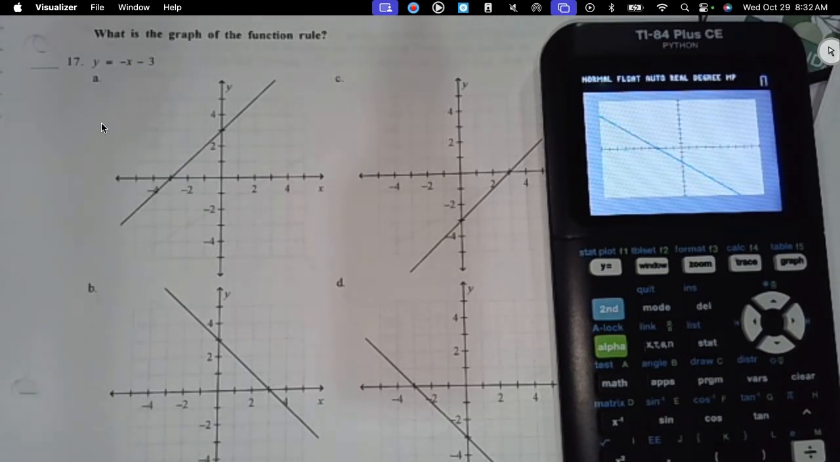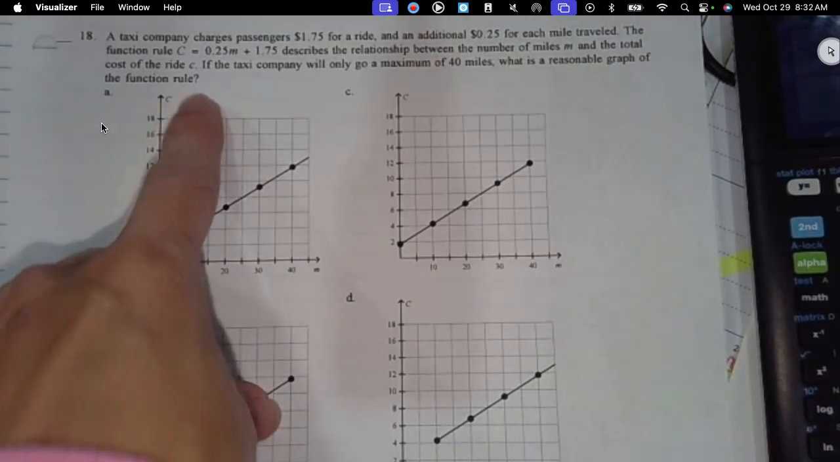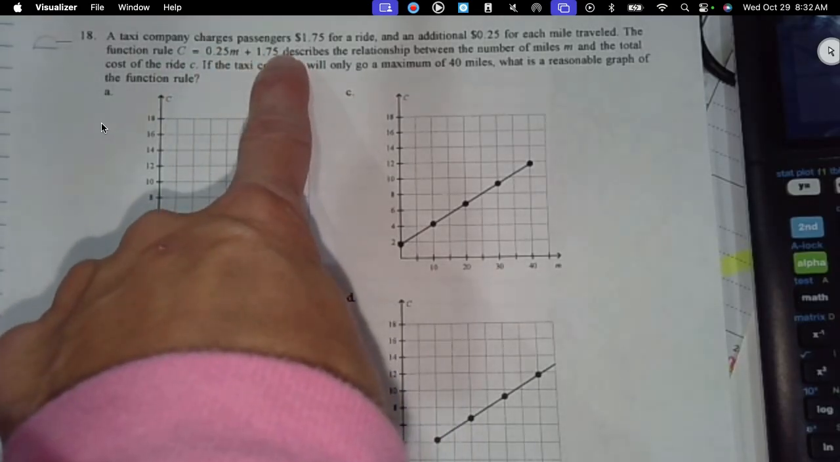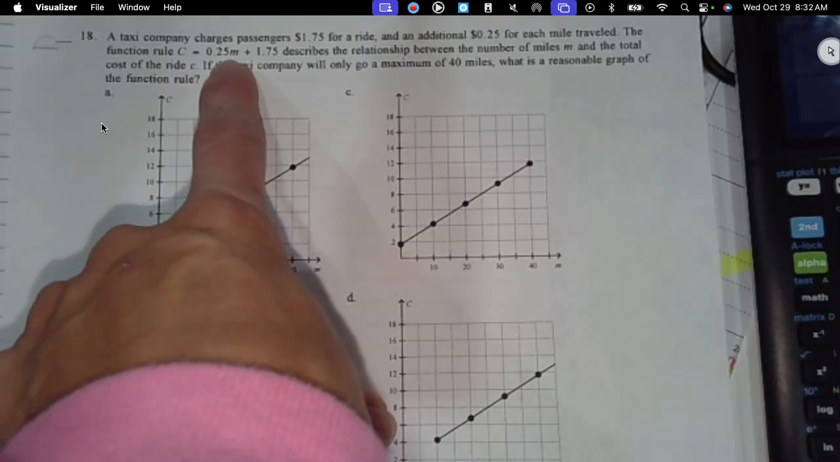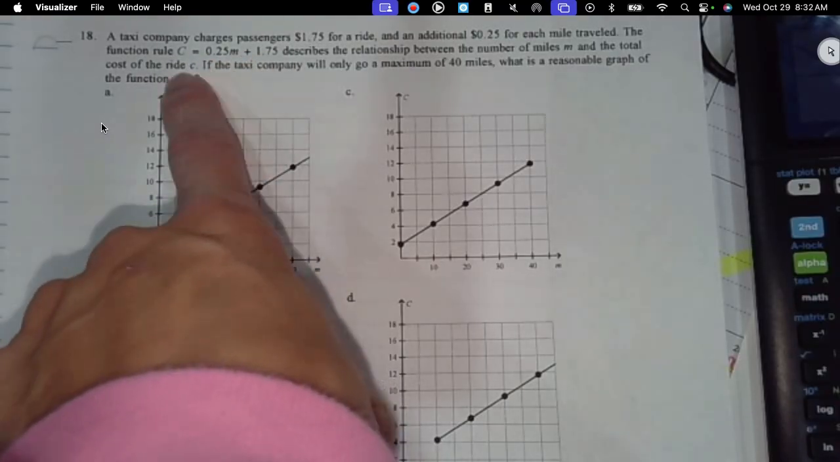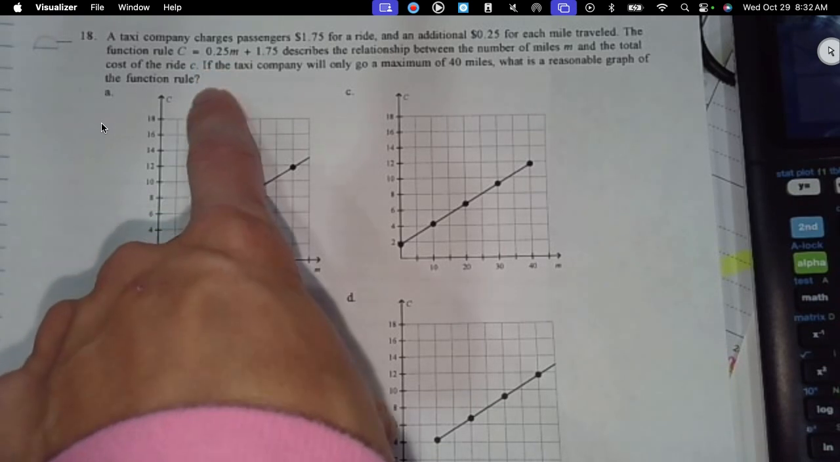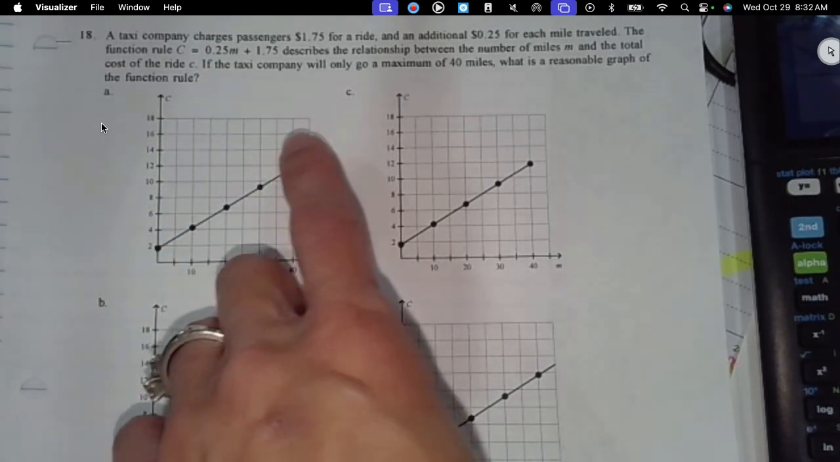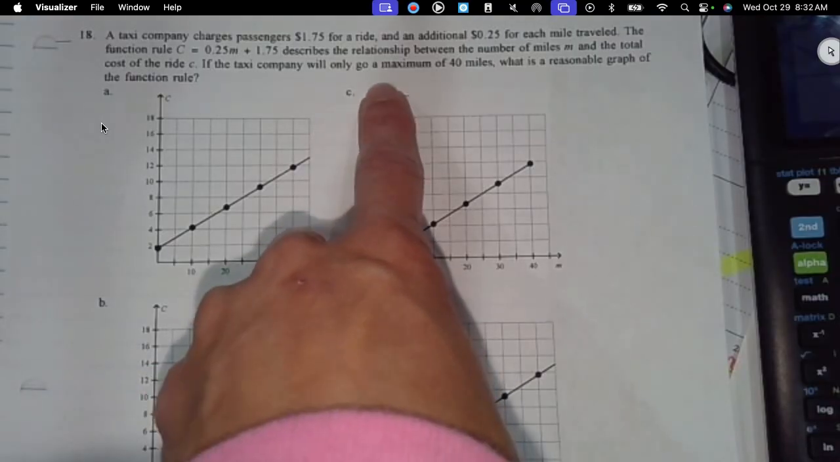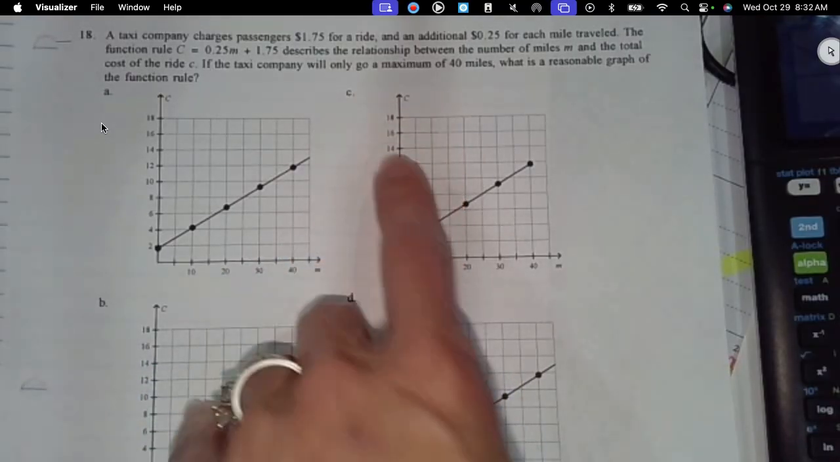I hope y'all feel good about this quiz. I hope you're just getting it. This last one, the little word problem, gives you this little equation. It says a taxi company charges passengers $1.75 plus an additional 25 cents for each mile traveled. Here's your function rule. You've got miles for M and cost for C. If it only goes up to 40 miles, what's a graph of the function?